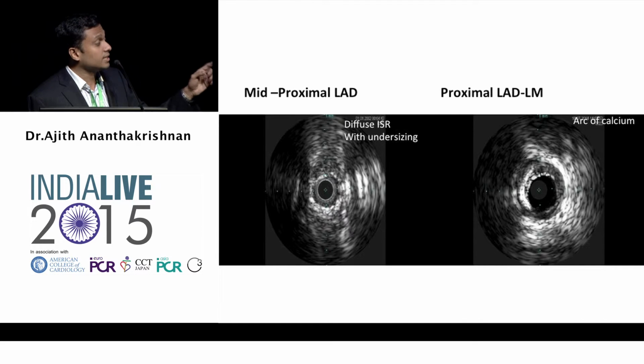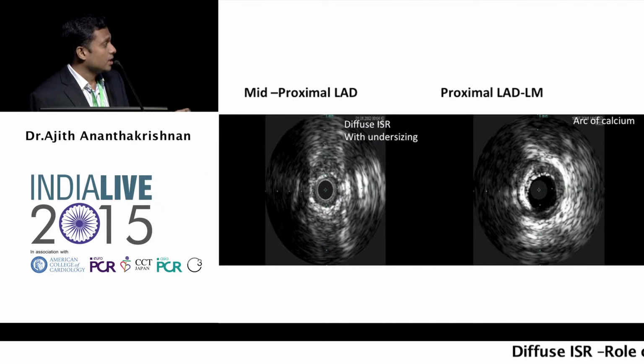Now we can clearly see that there is no stent fracture. There is a diffuse fibrous neointima. There is no tissue attenuation suggestive of thrombus. So these are vital points which will help us to treat this lesion, whether it's with debulking or some other strategy.